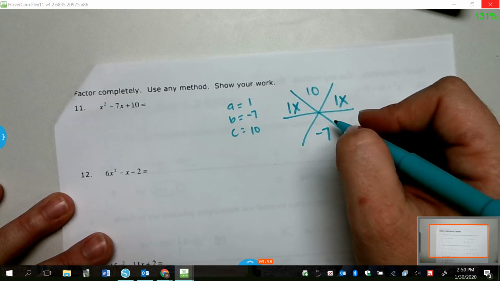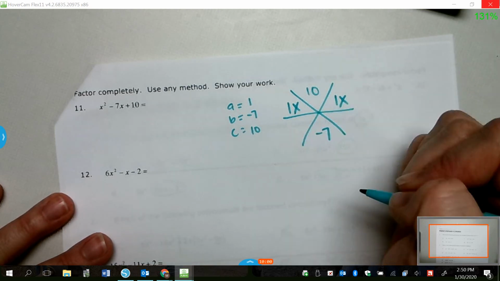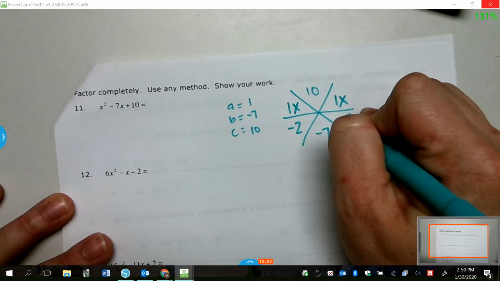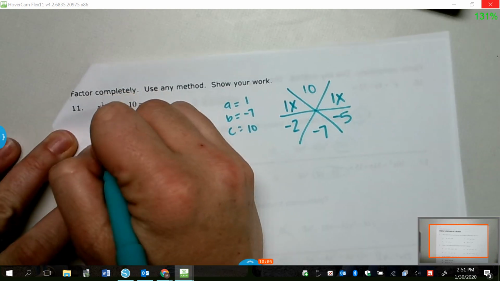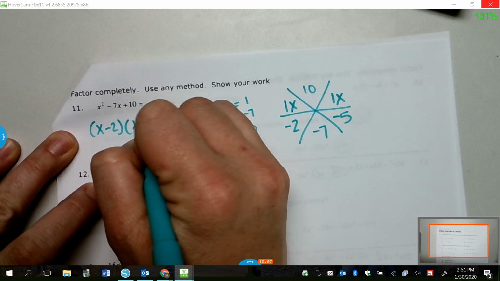What multiplies to give me negative 10 but adds to give me negative 7? If you don't know, use your calculator. It's negative 2 and negative 5. So my answer is x minus 2, x minus 5.